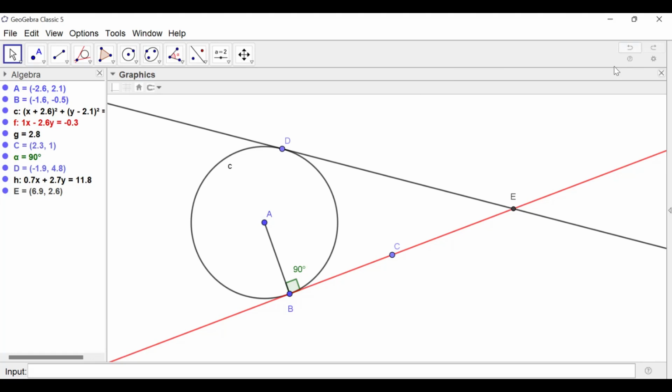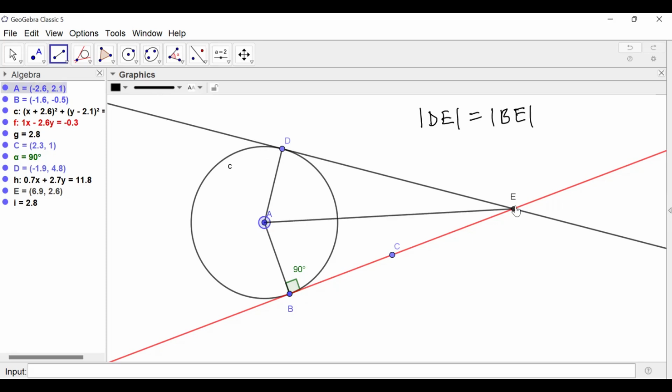that this length DE is equal to length BE. So we are going to see how true that can be. Let's look at it together. Now, let's take another line from A to D. Okay, so we are going to run a line from A to point E.